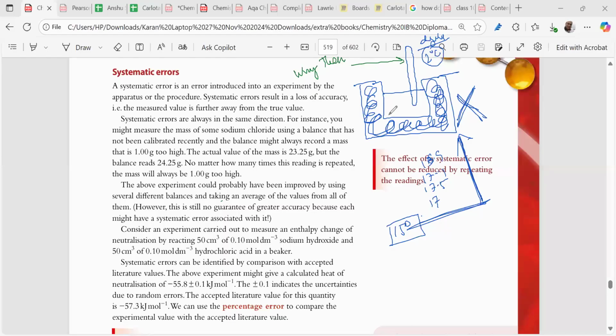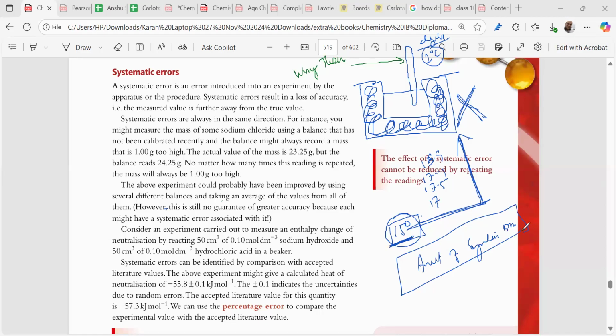We learned this part: systematic errors are due to what? Due to faulty apparatus or wrong experimental setup. And systematic errors can be easily judged by the literature value. If you have the literature value, it will be very important. Now, if you have the literature value, we can easily find out the amount of the systematic error, because we have to know how much systematic error is creeping into the experiment.